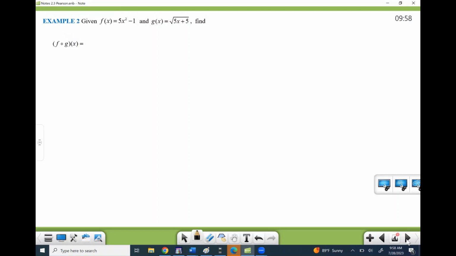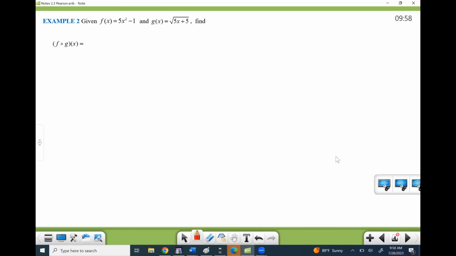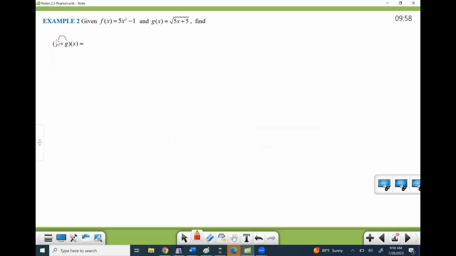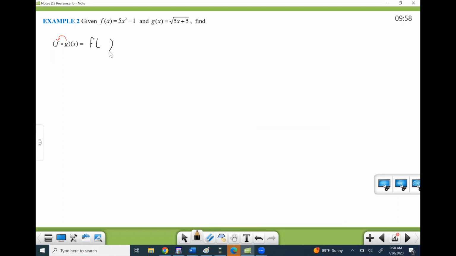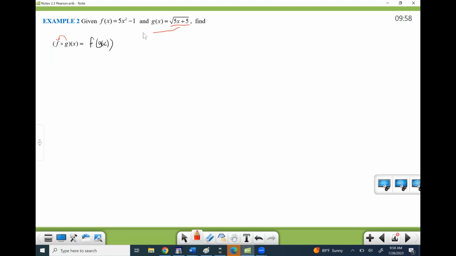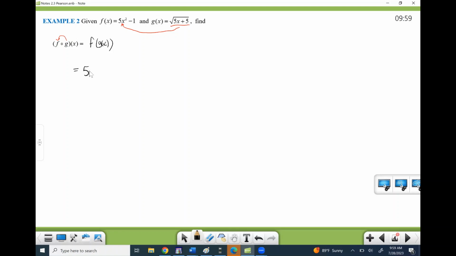Okay, we've got some new functions now. So check yourself, make sure you know who's going to get substituted into who. Hopefully you said G is going to get substituted into F. So you'll take F of X, but instead of having an X in the parentheses, we're going to put G of X in for the X. All right, so we're going to take G of X and we're going to substitute it in for the X. So this is going to be 5 parentheses, the square root of 5x plus 5 squared minus 1.